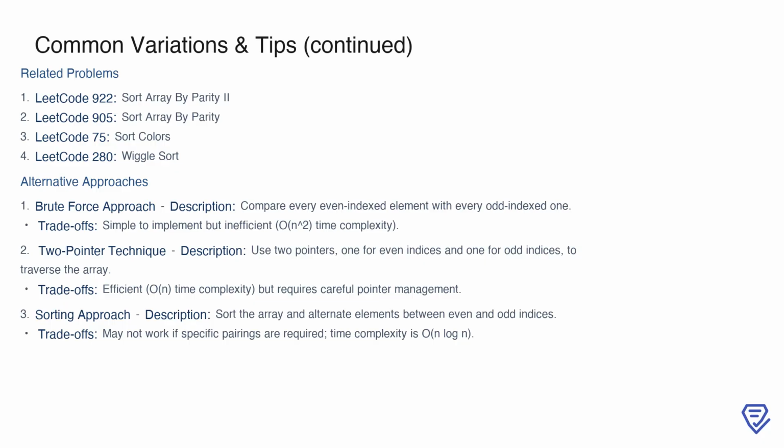A better option is the two-pointer technique, where you use one pointer for even indices and another for odd indices. This approach achieves n time complexity but requires careful pointer management. Another option is a sorting-based approach. By sorting the array and alternating elements between even and odd indices, you can achieve a valid arrangement. However, this may fail if specific pairings are required and comes with an n log n time complexity. Each method has its trade-offs, so choose the one that best fits the problem's constraints and requirements.